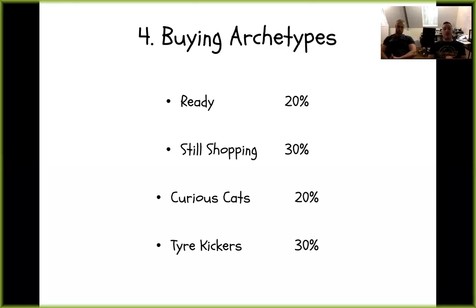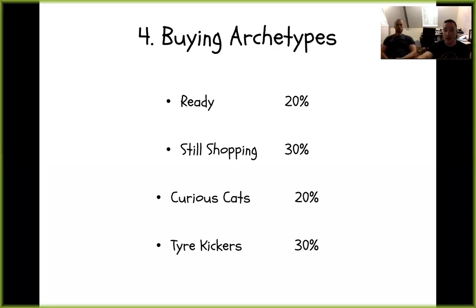Then you've got the curious cat. These people will take up a lot of your time. They seem like they might be a good fit for the business, but they ask a million questions and don't really do an awful lot about taking action on it. And then the last, but not least, the tire kickers. These are the worst of the worst. The first message they'll send you is, how much is it? And then they'll ask you 500 questions. And then at the end, when you answer all the questions, they're going to say, I'll think about it.